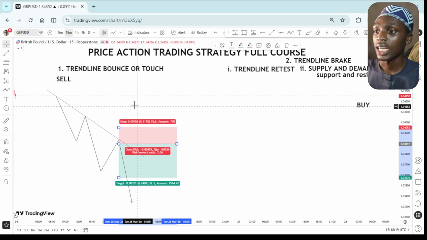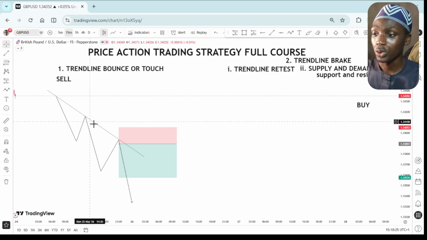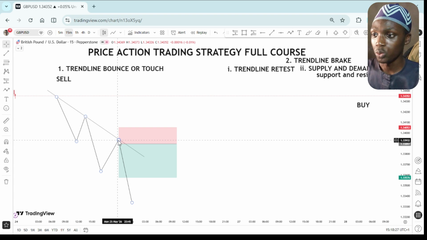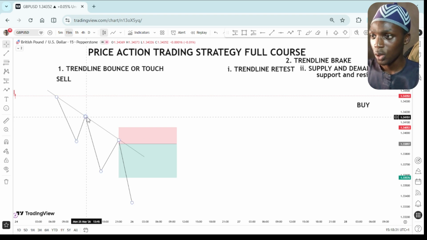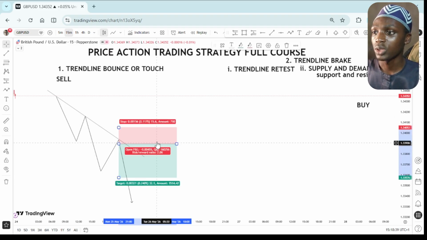And for this aspect now, as I said, we must have the first touch and second touch. The reason why we don't buy from this second touch is that sometimes this second touch might get weak, and if it gets weak, what are you going to look for before taking any trade? That is what I'm going to be explaining under the aspect of trend line breaks. So I've explained the aspect of trend line touch.